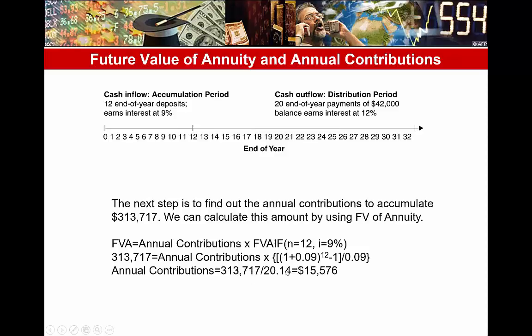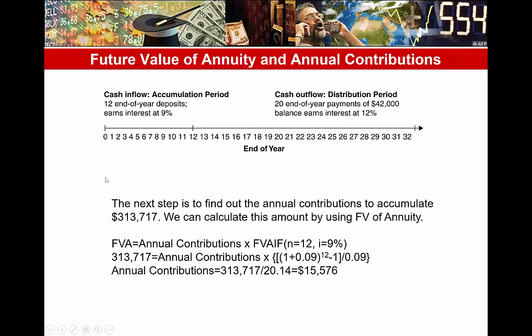313,717 divided by 20.14 is equal to $15,576. This means that if her company annually deposits $15,576 in the next 12 years, she will be able to accumulate enough funds that will allow her to withdraw $42,000 per year over the 20-year period.